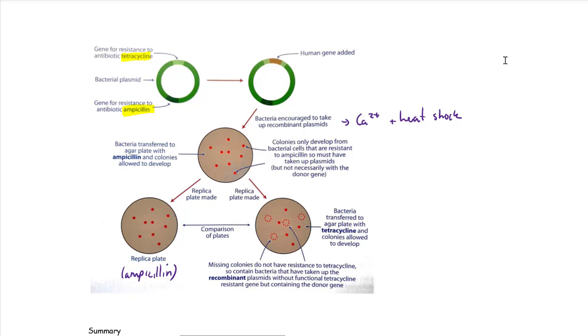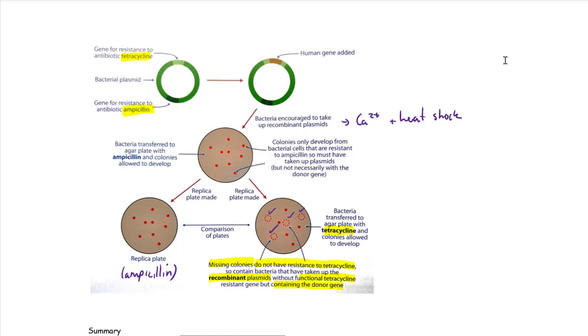But this is the key, okay? They take the filter paper, they dab it on, and they make a replica plate on an agar plate which has tetracycline. Now, this is what's clever about it. Tetracycline in this part was inactive because they've cut the tetracycline gene. So this means here that if we're missing any colonies, like this one, this one, this one, and this one, they can't survive in tetracycline. So this means that they've taken up the recombinant DNA, and they've become transformed. So here, if we have any missing colonies, they don't have resistance to tetracycline, so they contain the bacteria that have taken up the recombinant plasmids without the functional tetracycline gene, but they contain the donor gene.